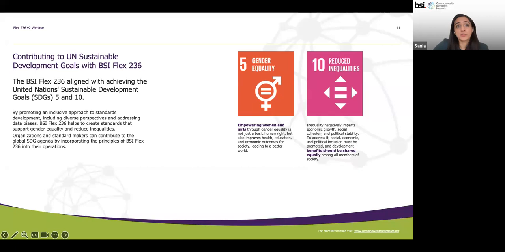The Flex is aligned with the UN's Sustainable Development Goals, specifically those around gender equality and racial inequalities. And therefore, by using this, essentially data then plays an important part in, like I said, empowering women and girls, and also in giving voice or helping us understand marginalized communities and ensure that the benefits of development are evenly distributed across all groups. By implementing this Flex and aligning with it, organizations and individuals can therefore also help to support the SDGs.